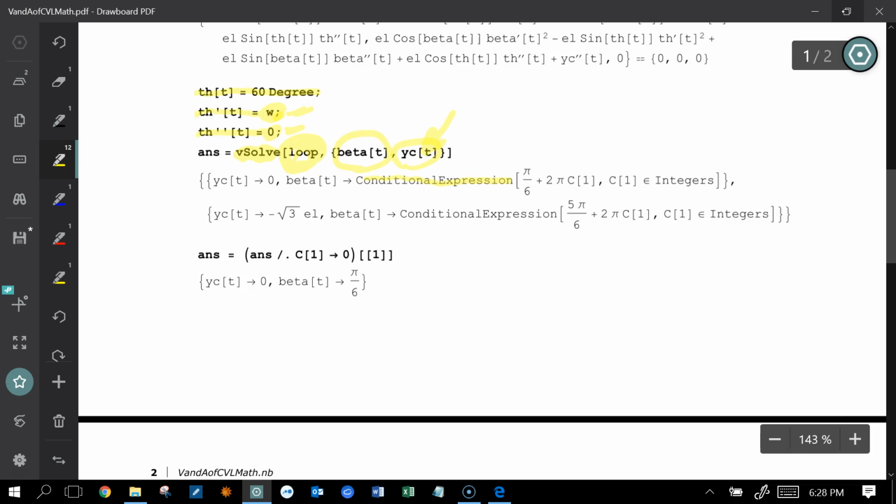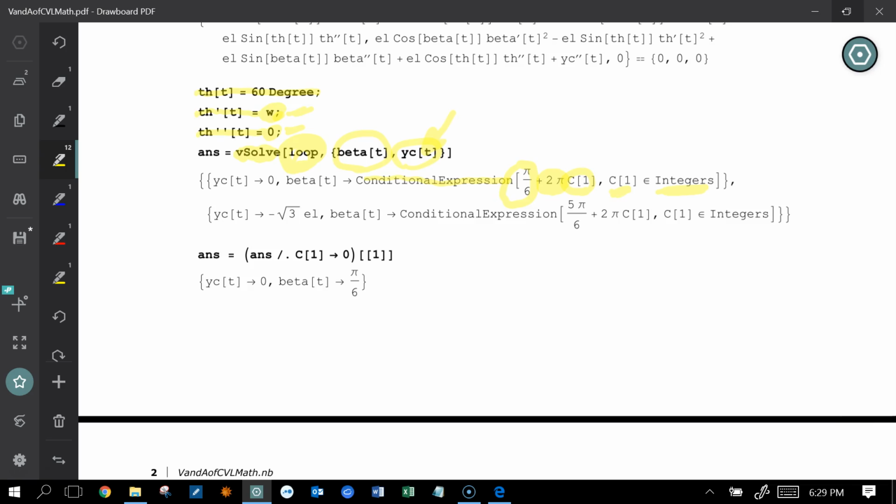If you notice, they're saying it's pi over 6, which turns out to be 30 degrees, but it's pi over 6 radians plus 2 pi. What's 2 pi? That's 360 degrees times C. What the heck is C? C1 is any integer. So what they're telling you is it's 30 degrees, and another solution is 30 plus 360, another one is 30 plus 360 plus 360. It's all the same.